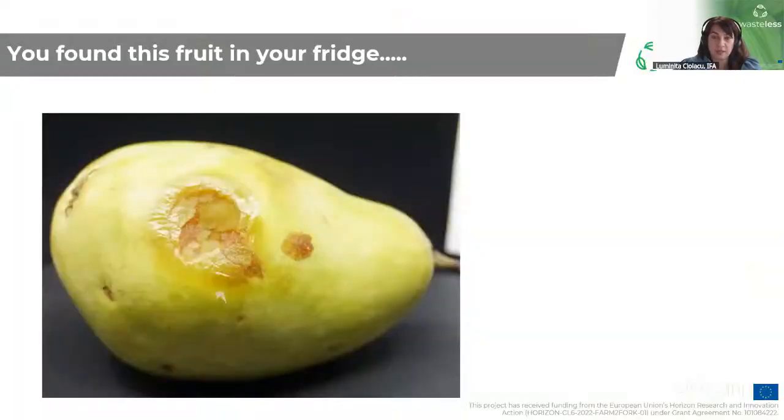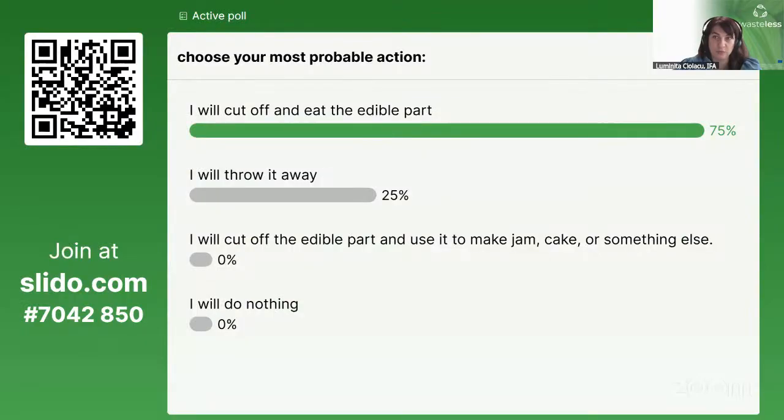We have a pear this time, which doesn't look so bad in my opinion. However, I want to know, what are you going to do? You will cut or eat the edible part, or you will throw it away. So you will cut it and only 13% will throw it away. Good. Okay, more. Also make a jam. This is good. Or make a pie. Okay, good.